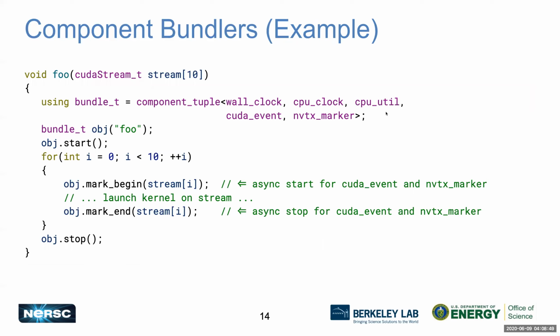So now that I've explained component bundlers to you, here's what it looks like in practice. We have a component tuple of 5 different tools. We simply just create that type and we pass in that string, which is a label that gets propagated to all 5 tools. We call start on that object, that starts all 5 tools. Within this loop, there's a call to a mark begin member function and a mark end member function. And we pass in a CUDA stream.